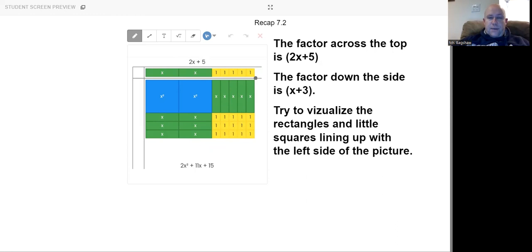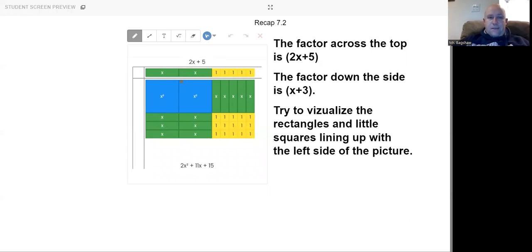Once we've done that, we can figure out what our factors are going to be. In module 6, we did this in reverse. We put out our factors first, and then we filled in the grid. So module 7 is the reverse. We fill in the grid first, and then we work out what we multiply together to make this. You can see I've already filled in this first part here. If I lay down 2 rectangles here, that matches up with my squares here, and 1, 2, 3, 4, 5 little squares, so 2x plus 5.